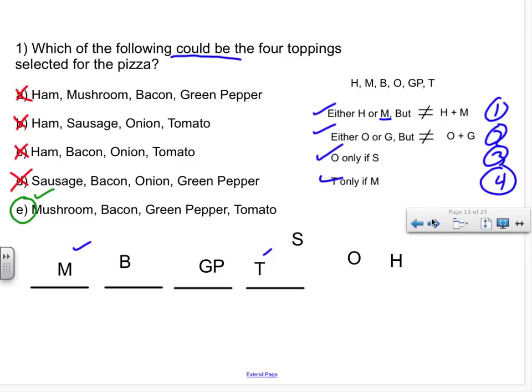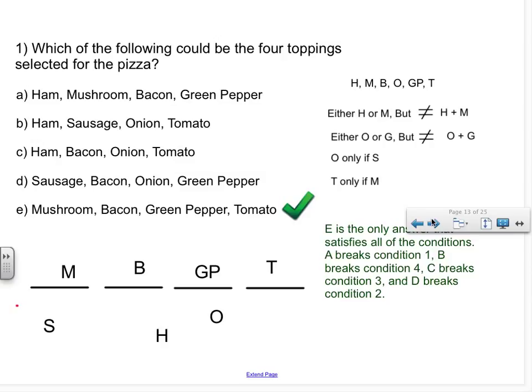So just to recap, E is the only answer that satisfies all of the conditions. A breaks condition 1, B breaks condition 4, C breaks condition 3, and D breaks condition 2.